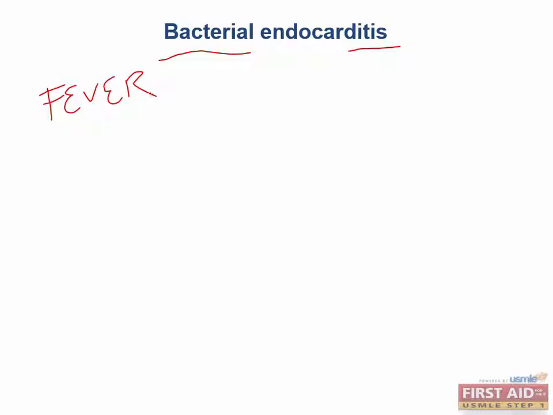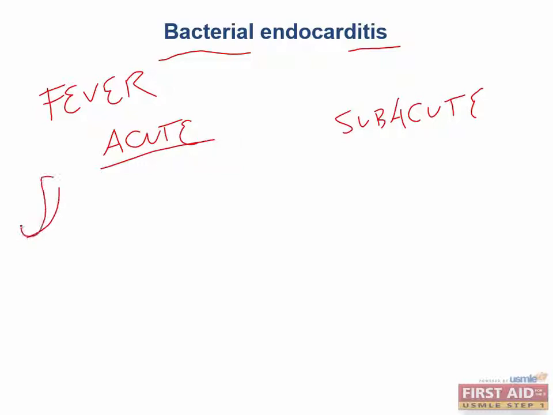So your First Aid book says there is acute and subacute. Why would we differentiate the two? Well, there's going to be a difference in severity and the rate of progression. So acute endocarditis is a bigger problem because it's due to a highly virulent organism, Staph aureus.